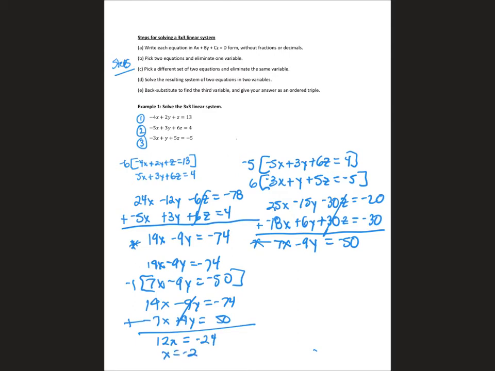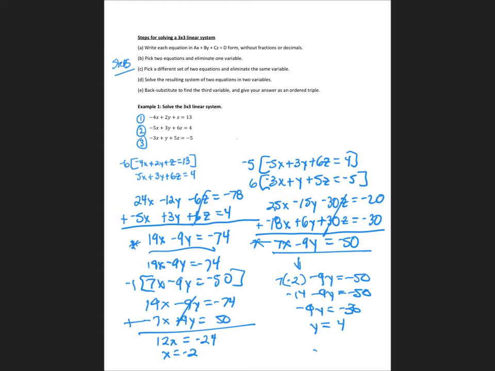Now, in order to find y, I can come back to one of these 2 equations and plug in negative 2 for x and solve for y. So maybe I pick this equation. 7 times negative 2 minus 9y equals negative 50. Negative 14 minus 9y equals negative 50. Add 14 to both sides, I get negative 9y equals negative 36. Divide both sides by negative 9, and I get y equals 4.